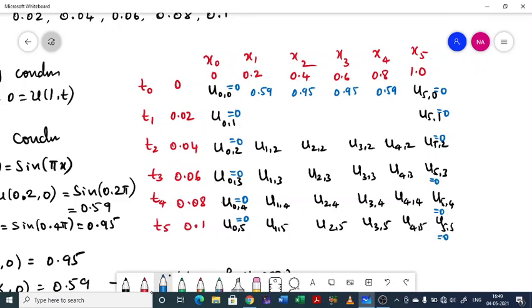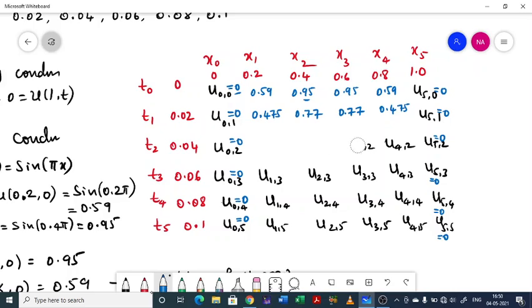I have explained every step in the first problem. So here I will write directly. This entry will be the average of this and this. So it is obviously 0.95 by 2. So it will be 0.475. 0.59 plus 0.95 by 2, it will be 0.77. 0.95 plus 0.59 by 2, again 0.77. So 0.475. That completes second row.